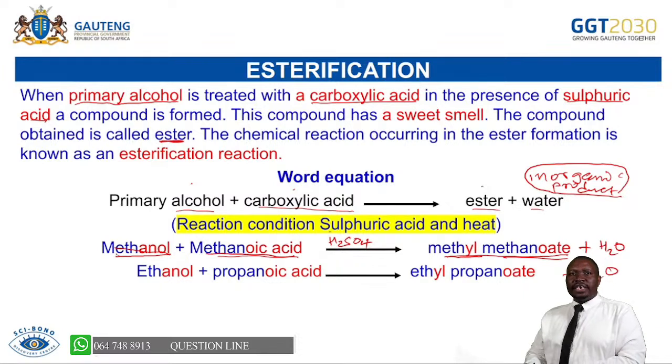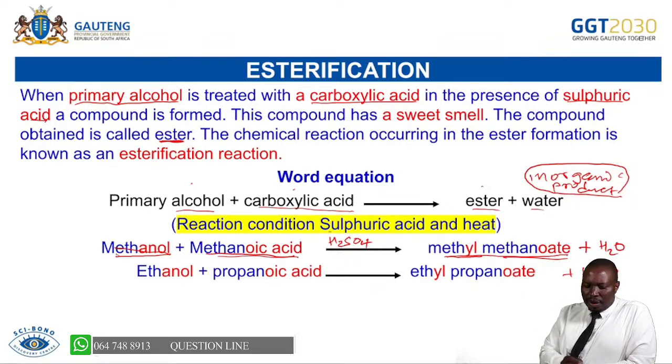Now, if you look at methanol the way it is, you can see that we are going to change the anol from methanol. It will become yl, the alkyl.